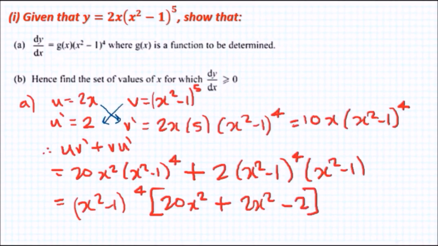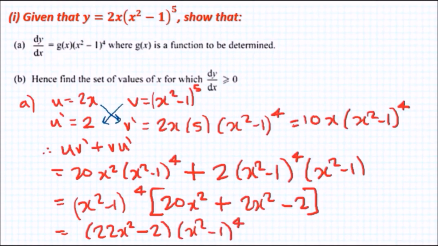And lastly, tidying this up for the final part, we put g(x) in front. So this is our g(x). This will summarize to 22x squared minus 2, so we have bracket 22x squared minus 2 multiplied by x squared minus 1 to the power 4. And that's it, guys. Our g(x) is therefore 22x squared minus 2.